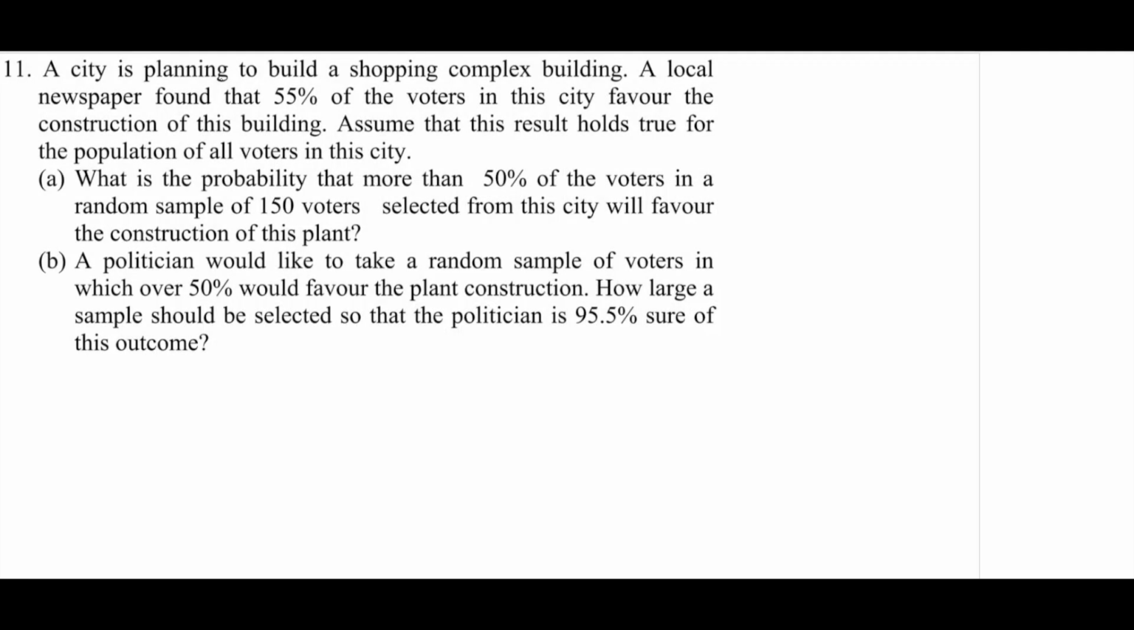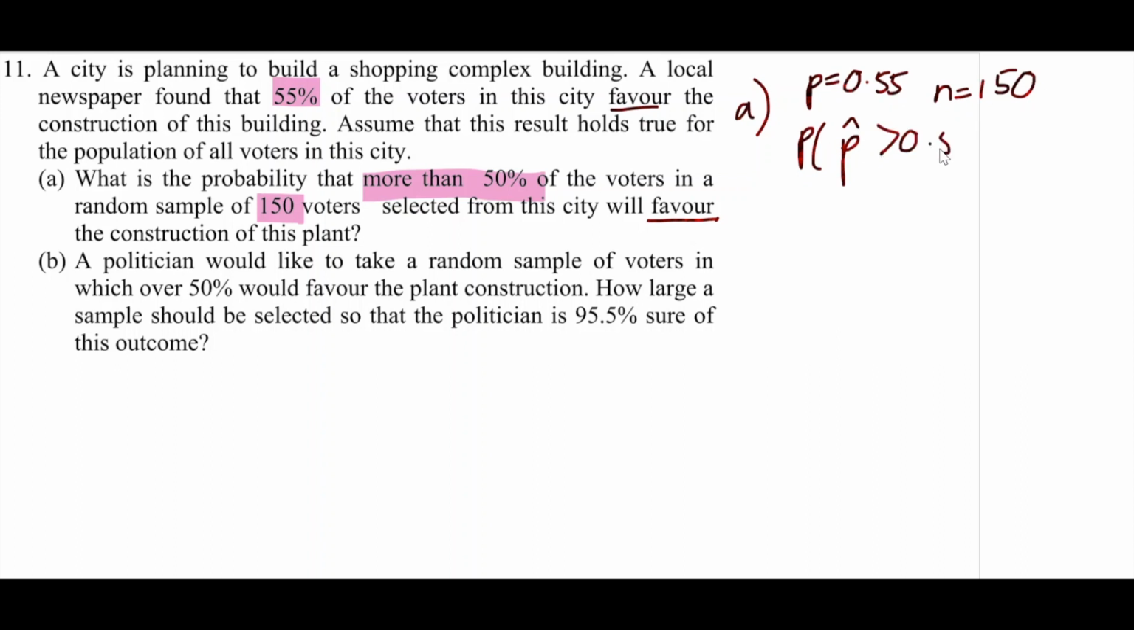In this question, it's given that 55% of the voters favor the construction of the building. Assume that the result holds true for the population. Okay, so what's the probability that more than 50% of the voters in a random sample of 150 voters selected will favor the construction? So the success in this question is those who are in favor of the construction. So question A, P would be 0.55, N is 150. I'm going to find the probability that P hat is greater than 0.5.